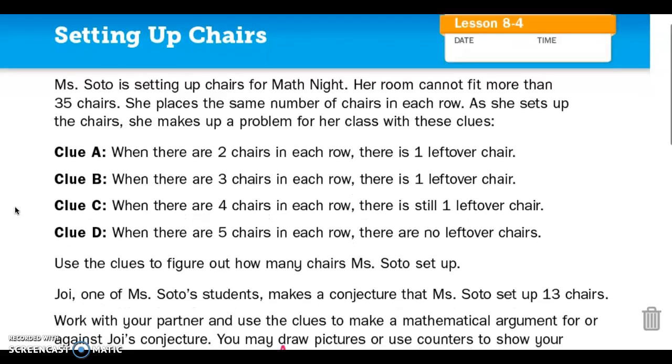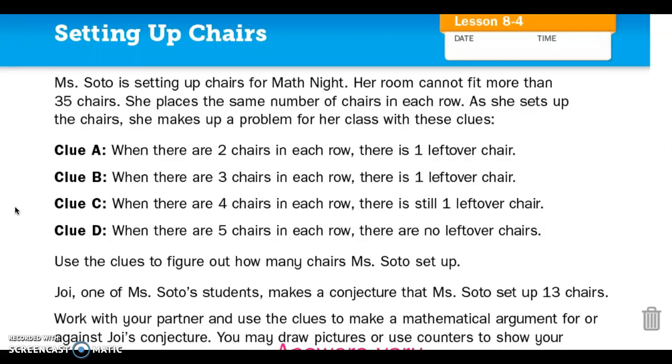Okay, clue A. When there are 2 chairs in each row, there is 1 leftover chair. Clue B. When there are 3 chairs in each row, there is 1 leftover chair. Clue C. When there are 4 chairs in each row, there is still 1 leftover chair. And clue D. When there are 5 chairs in each row, there are no leftover chairs. Use these clues to figure out how many chairs Mrs.